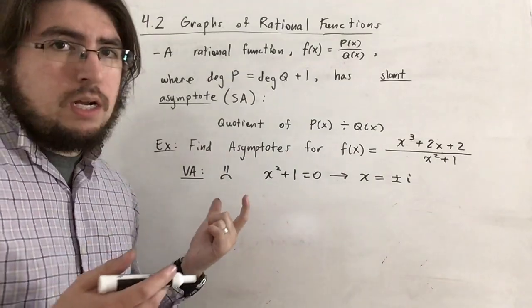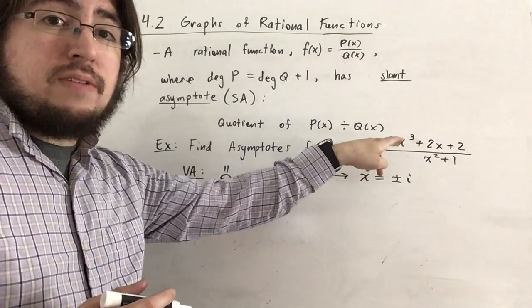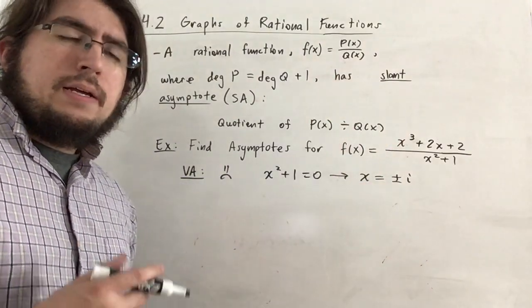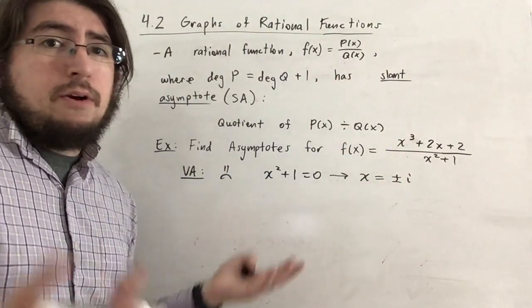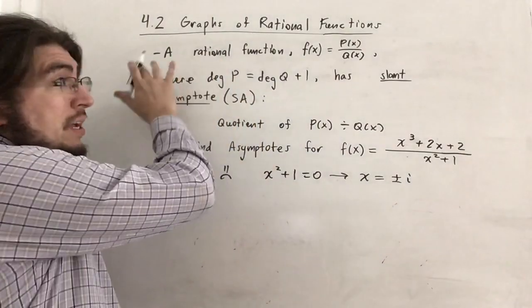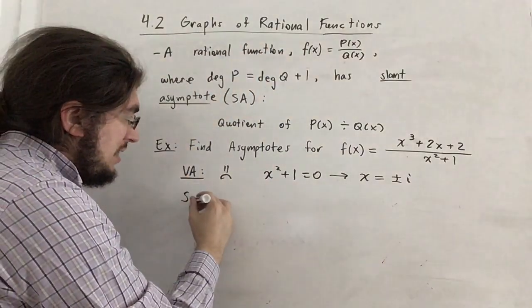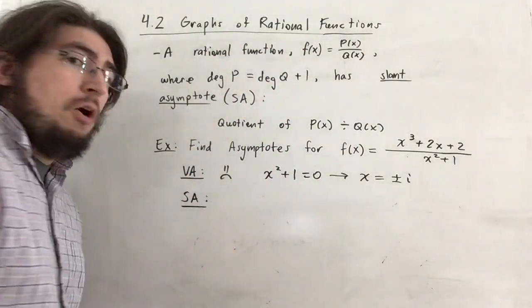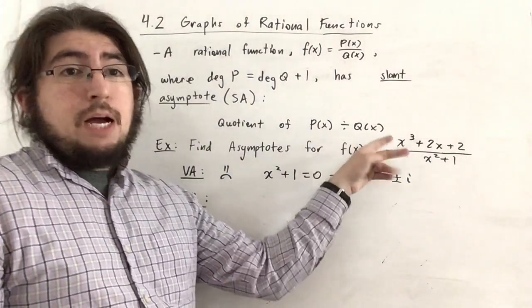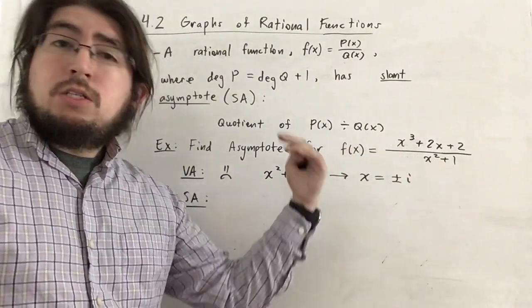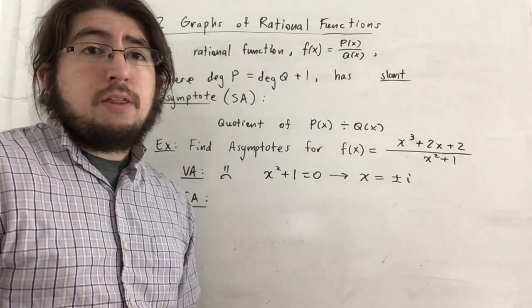Horizontal, there aren't any horizontal either, because here we have degree of the top being larger than the degree of the bottom. So all we saw from 4.1 was that there are no horizontal asymptotes. But from what we know now, there is actually a slant asymptote. And how we know that is because the degree of the top is 3, degree of the bottom is 2. So degree of the top is indeed 1 more than degree of the bottom.